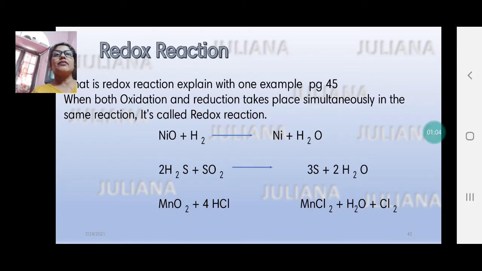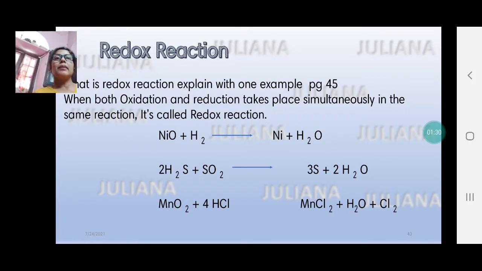Second example, we see hydrogen sulfide reacting with sulfur dioxide gas. So in H2S hydrogen is removed, so sulfur has been oxidized. Removal of hydrogen is also oxidation. So sulfur has been oxidized, and H2O is the same as the previous one. Okay, redox reaction is happening simultaneously.